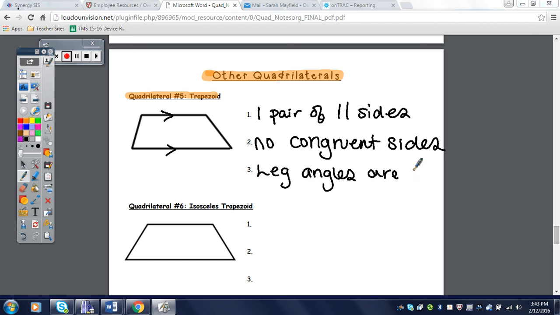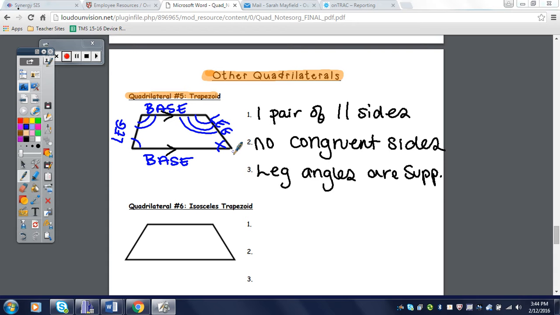are supplementary. Okay? So if I label parts of a trapezoid, all right, down here would be called a base. This is also called my other base. This is called a leg, and this is called a leg. So your parallel sides are the bases, and the legs are the non-parallel sides. So what this last property tells me, leg angles are supplementary. That tells me this angle and that angle are supplementary. This angle up here and this angle down over there are also supplementary.